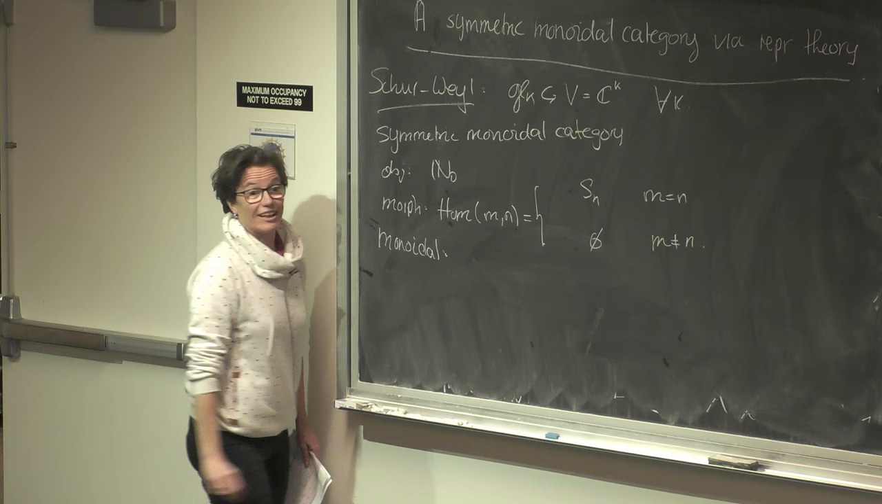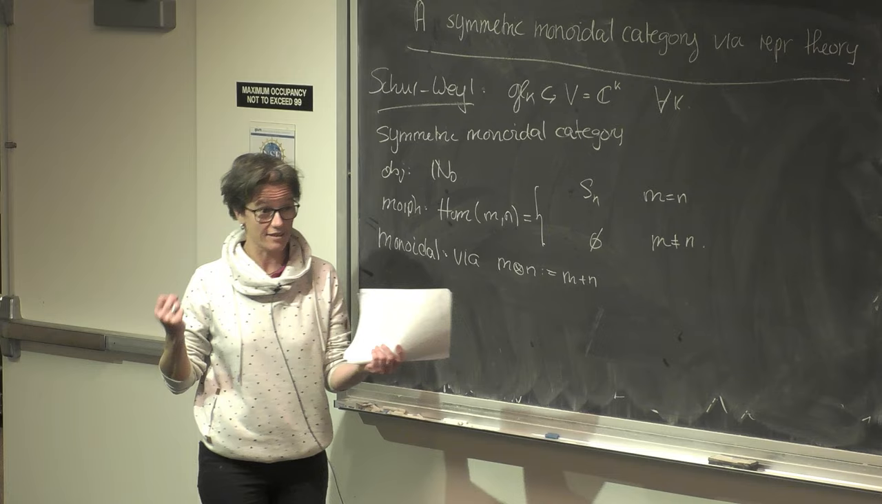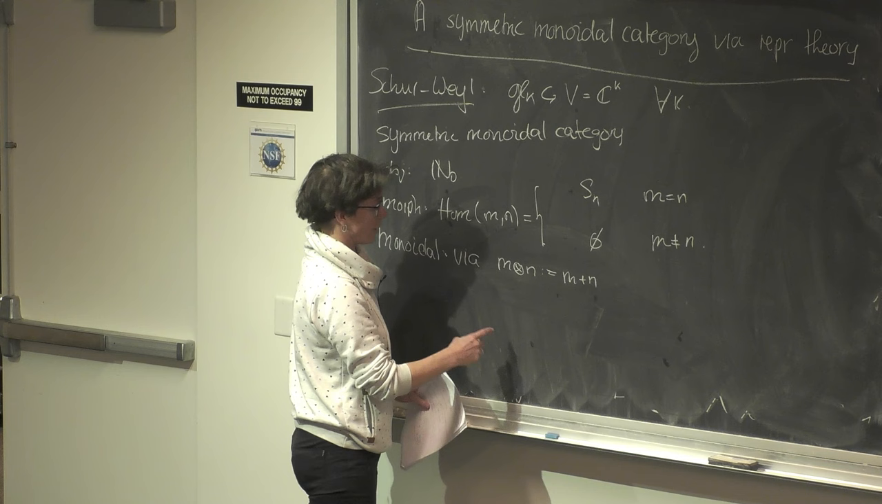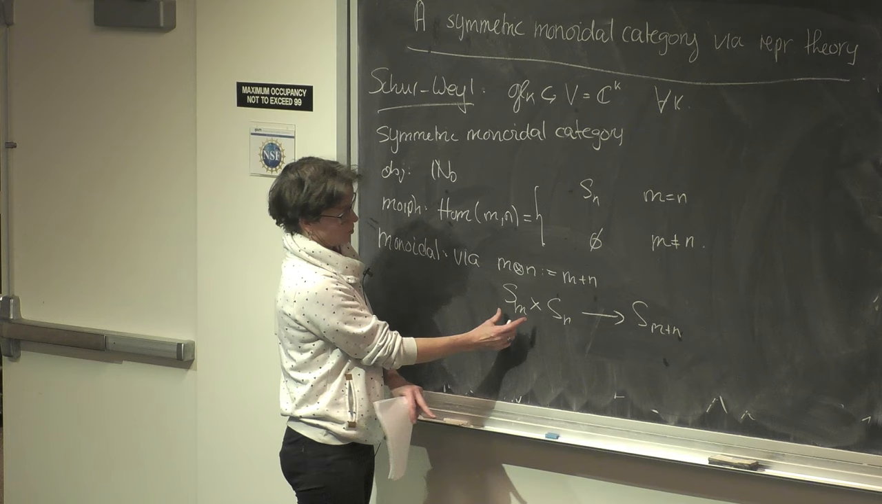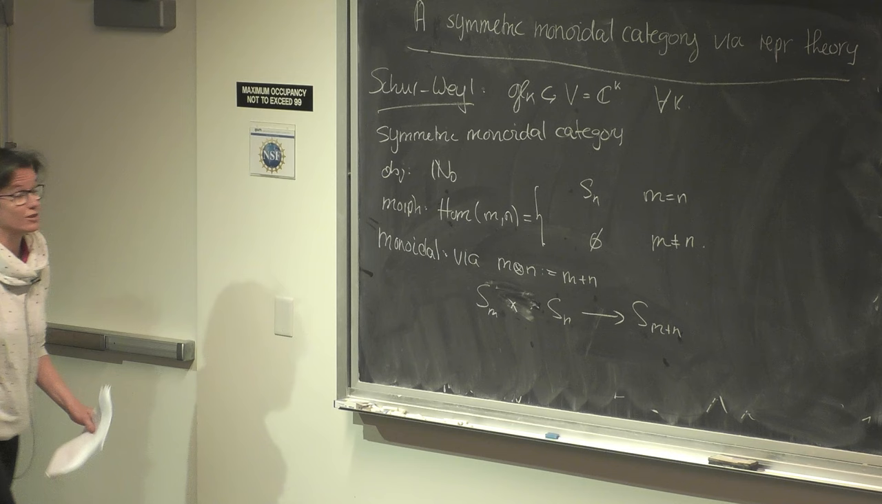So I can make it monoidal by saying on objects, m tensor n is just m plus n. Then the m-fold tensor product of V tensor the n-fold tensor product of V, you get, of course, the m plus n-fold tensor product. And then what is the braiding? The braiding is given by taking S_m and S_n, and in terms of diagrams, I put the diagrams for m and n together, and I get m plus n. So it comes from parabolic induction, if you want, and I put a little bit of space between. Okay, good. So this is a nice category, and this is symmetric.